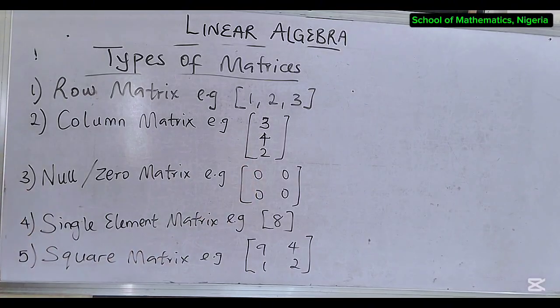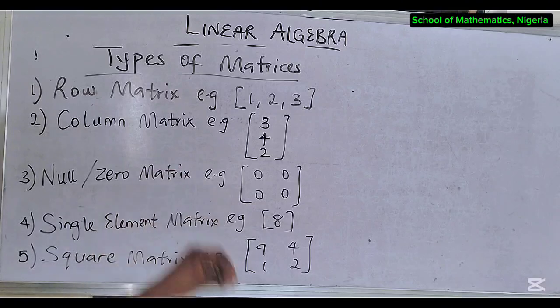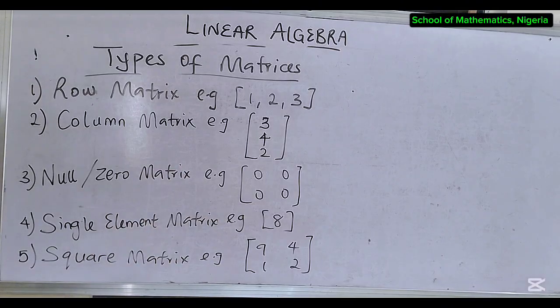Then a null or zero matrix. Null in mathematics means it's zero. It's empty. Would I say empty? No, it's not empty, but you have just zeros as the elements in the matrix. So it's referred to as your null or zero matrix. Now a single element matrix, from the word, has just one element in the matrix. And then you have your square matrix when the row is the same as the column. The number of rows is the same as the number of columns. This is a 2 by 2 matrix. So this gives you a square matrix.